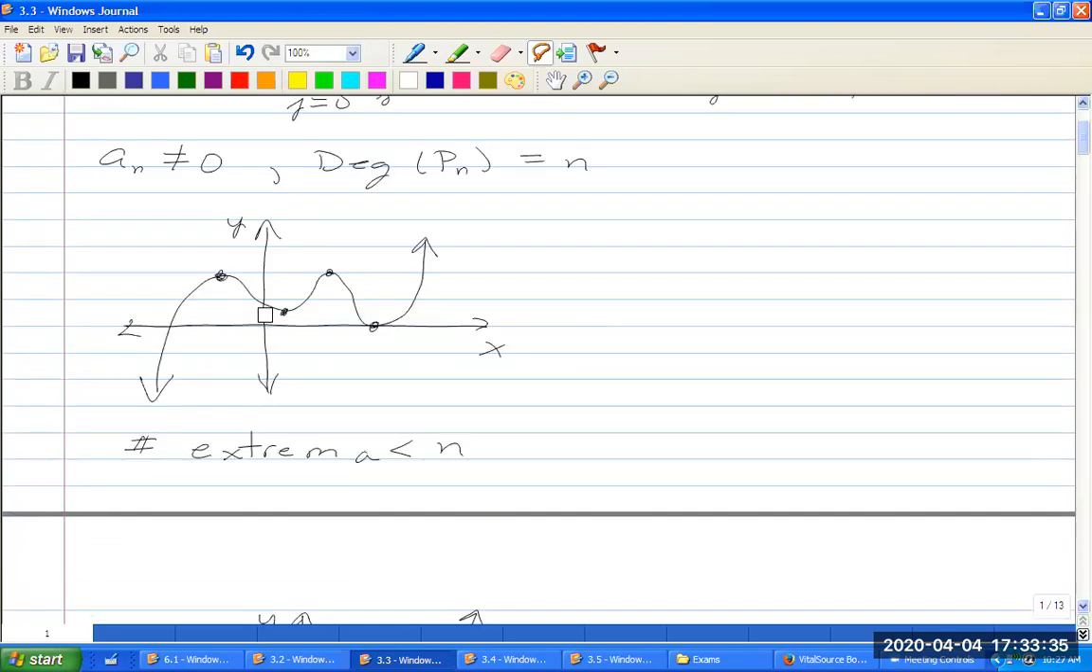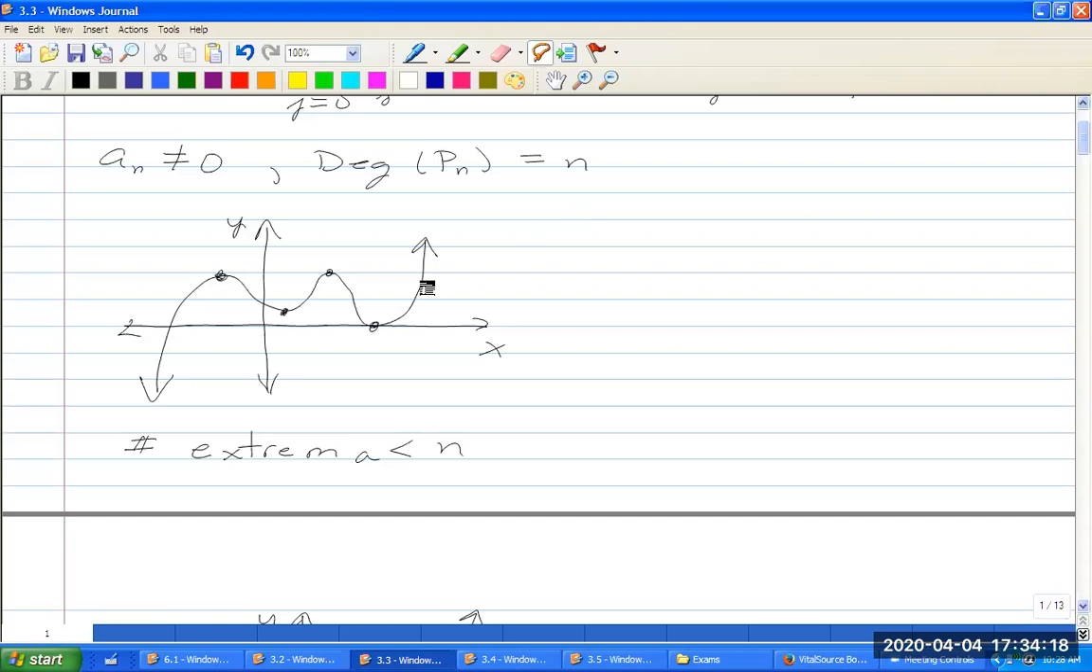In general, a polynomial will eventually go off to either plus infinity or minus infinity. It could be both going to minus infinity or both going to positive infinity, or one going to positive infinity, the other going to negative infinity. But eventually they go off to infinity. In between, they have these peaks and valleys. Each of these peaks and valleys are called an extrema. The number of extrema will always be strictly less than the degree of your polynomial.